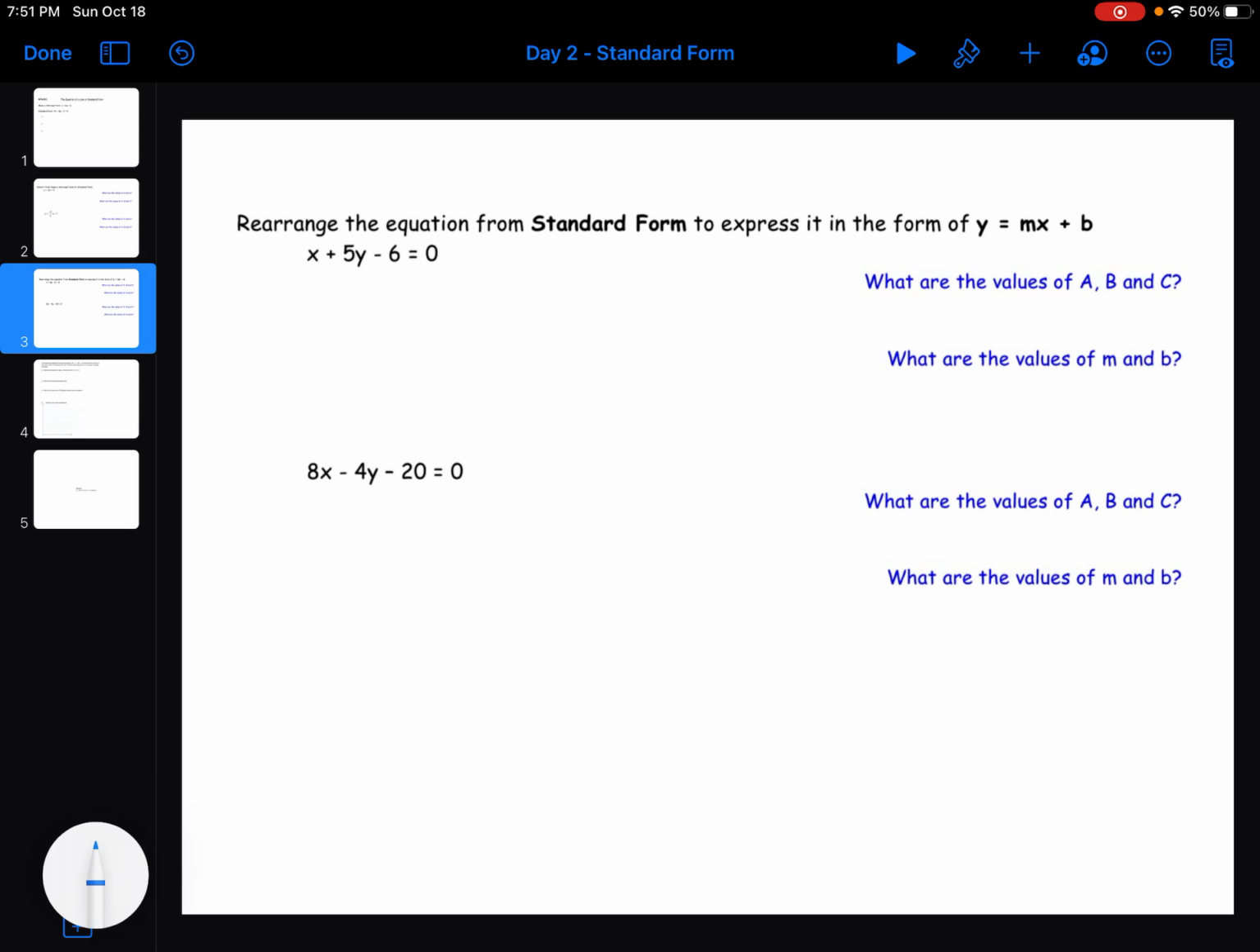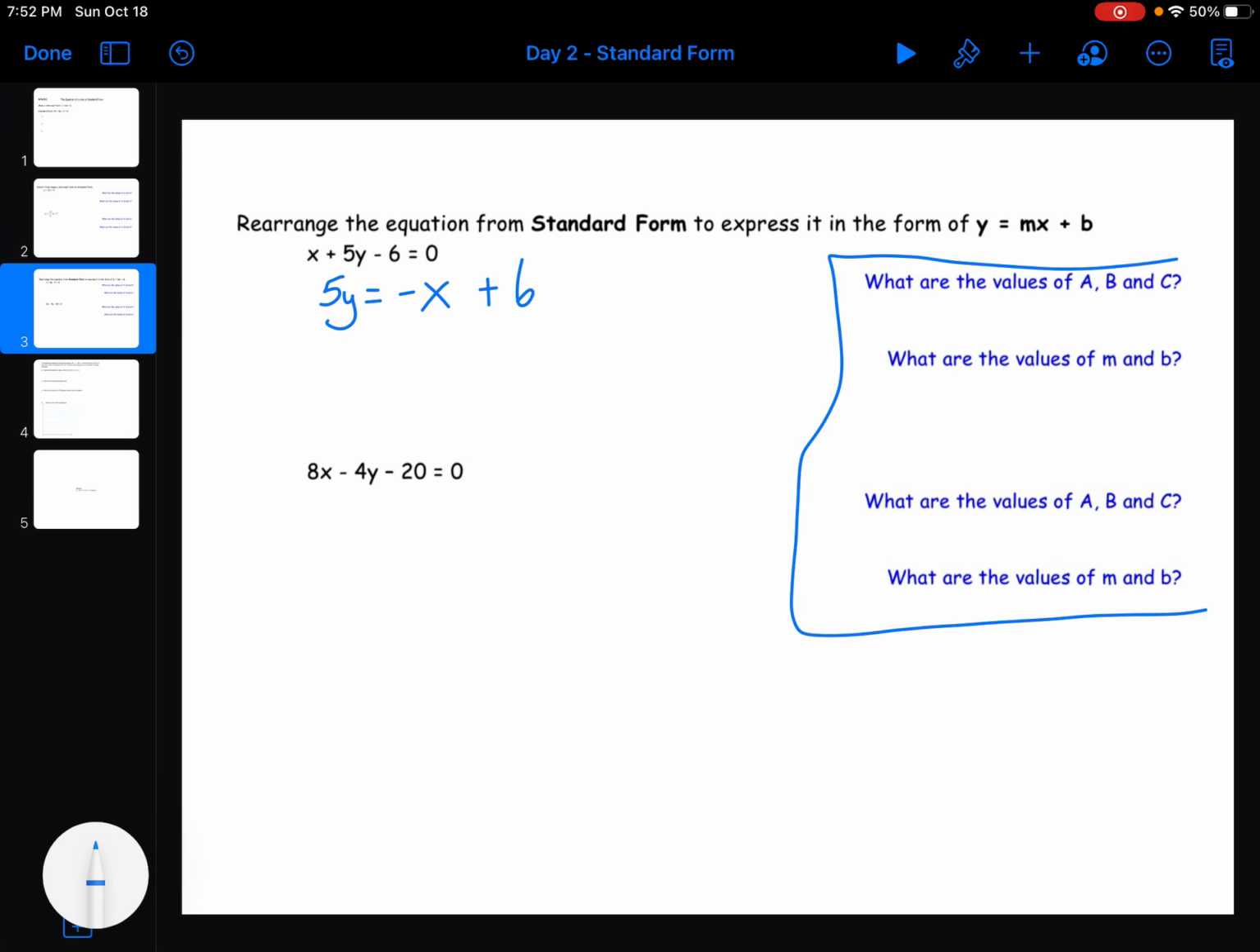Okay, we'll do this one more time. So same kind of thing. Rearrange standard form to express it in y equals mx plus b. So I'm going to leave this part out and let you try it at home. And if you have any questions, you can ask me. But what we need to do first is arrange it so we have y equals. So I'm going to leave it as 5y equals. Now the x is going to change to -x, and the 6 is going to change to +6.